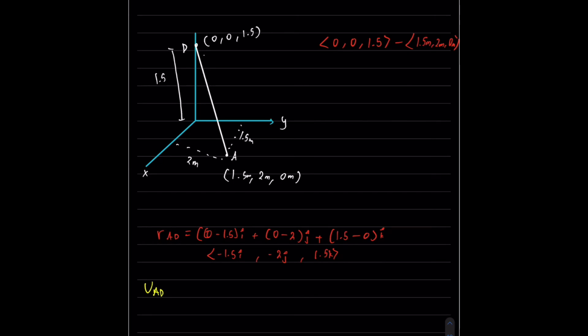Okay, now to obtain the unit vector, we have to use this equation. The unit vector, which gives us the direction, is the position vector over the magnitude of the position vector.